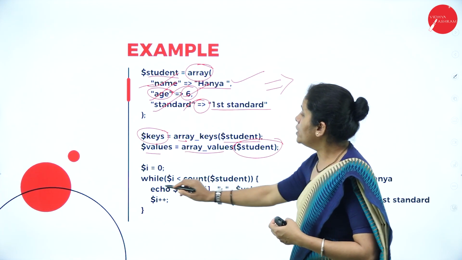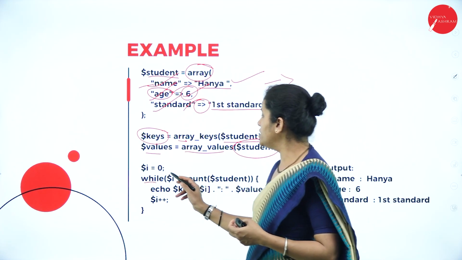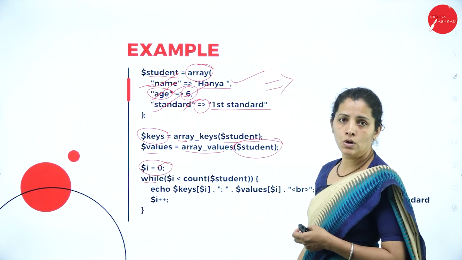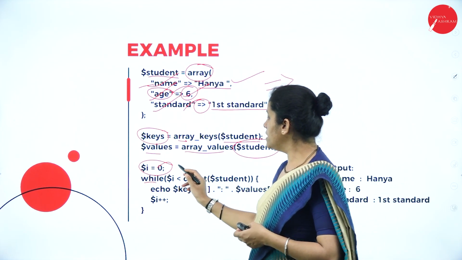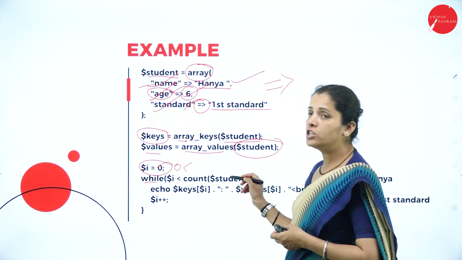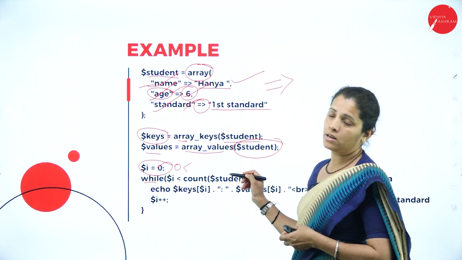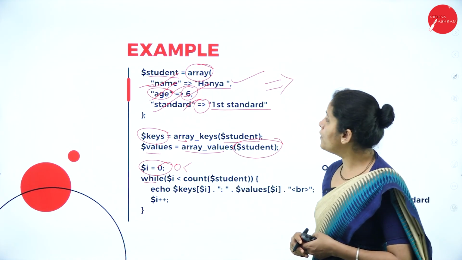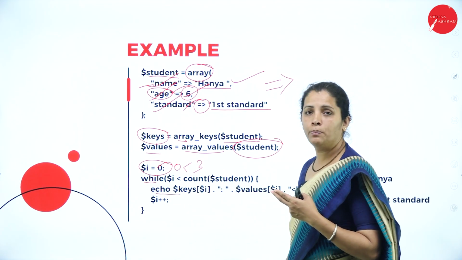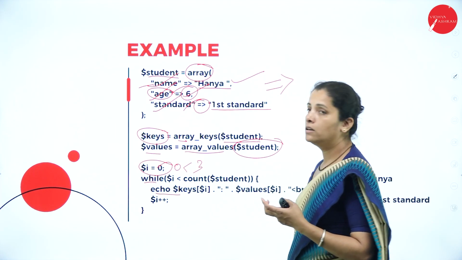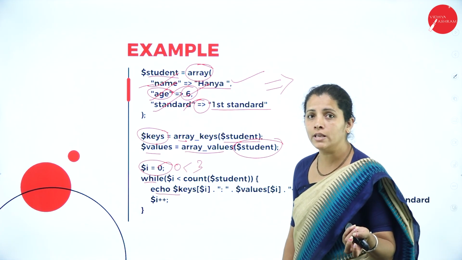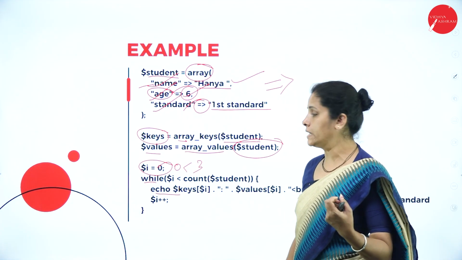I want to display these three elements one by one, so I'm going to use a while loop. Initially, I'll take a variable called i and assign the value 0. Now, 0 less than count of student. The count function returns the number of records present in an array. So how many records? Three records. Then what will I do? I'm going to print. Echo is a method used to print a value or display a message on the monitor or display screen.